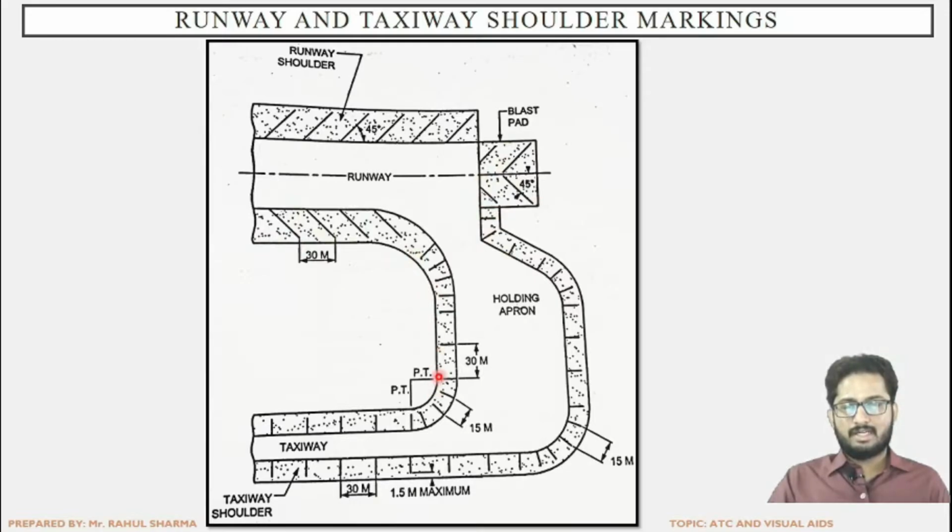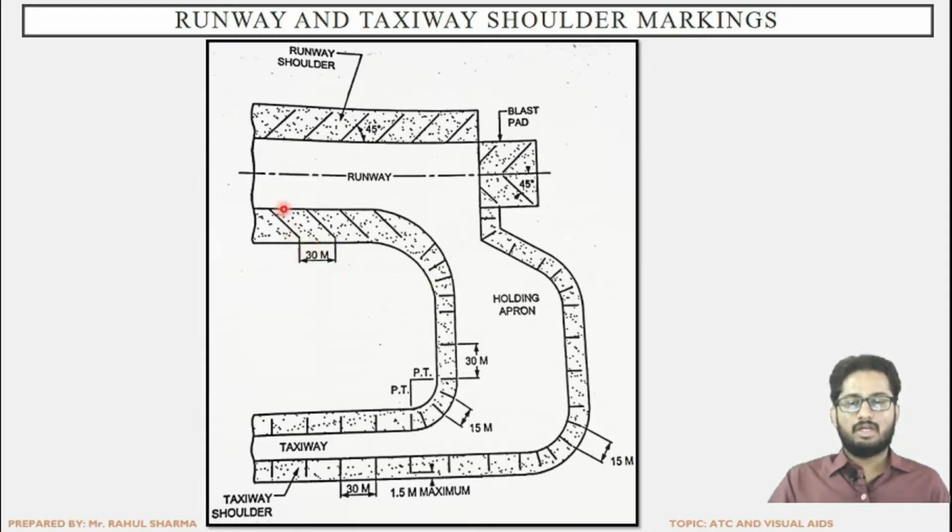Then these are the taxiway markings which are perpendicular to the center line markings. So this is the holding apron, that is the area or space where we can keep the aircraft at a halt.